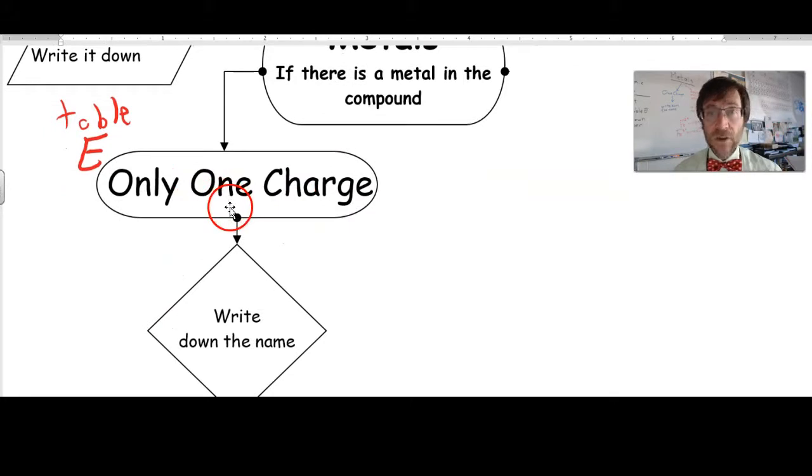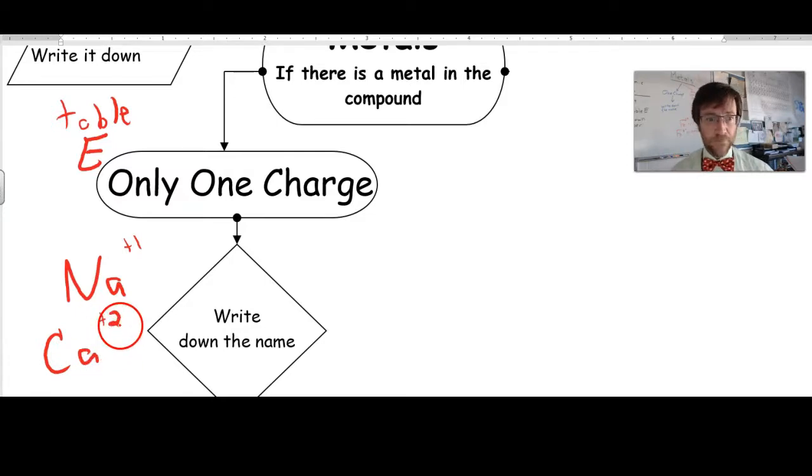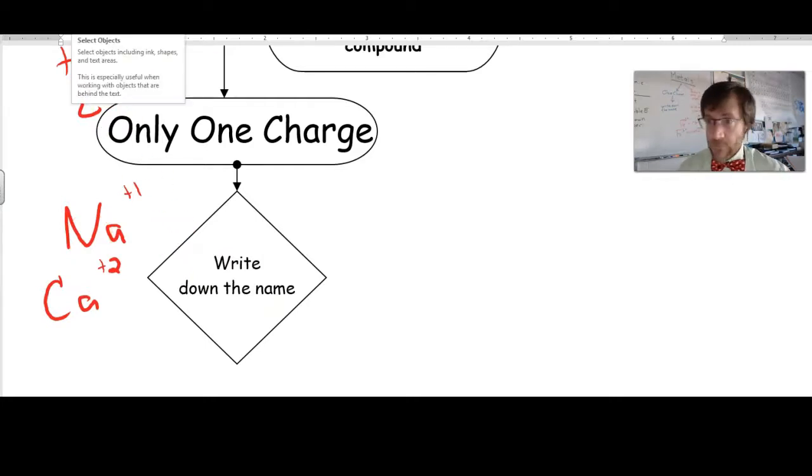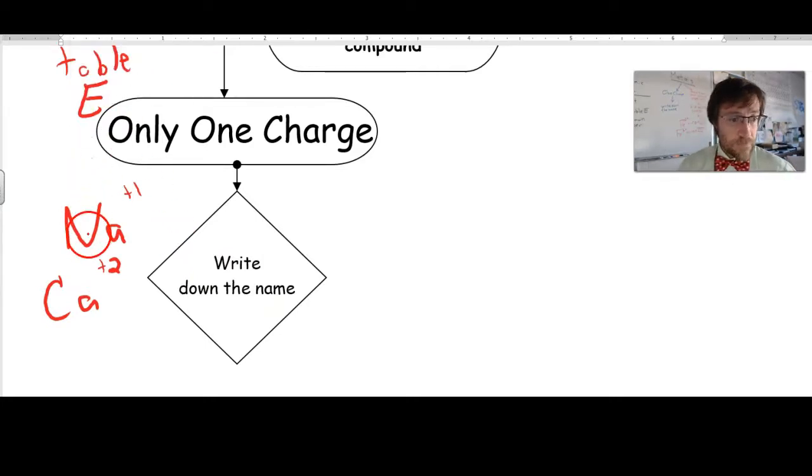So let's see here. The first thing we got is if there's only one charge. So for example, if you look at the metal and you see like sodium, you go to the periodic table, it has +1. That's it. If you go to calcium, it has +2. Only one charge option. You just write down the name of the metal. And that's all there is to it. So if it's sodium, it has one charge option, you write down sodium.